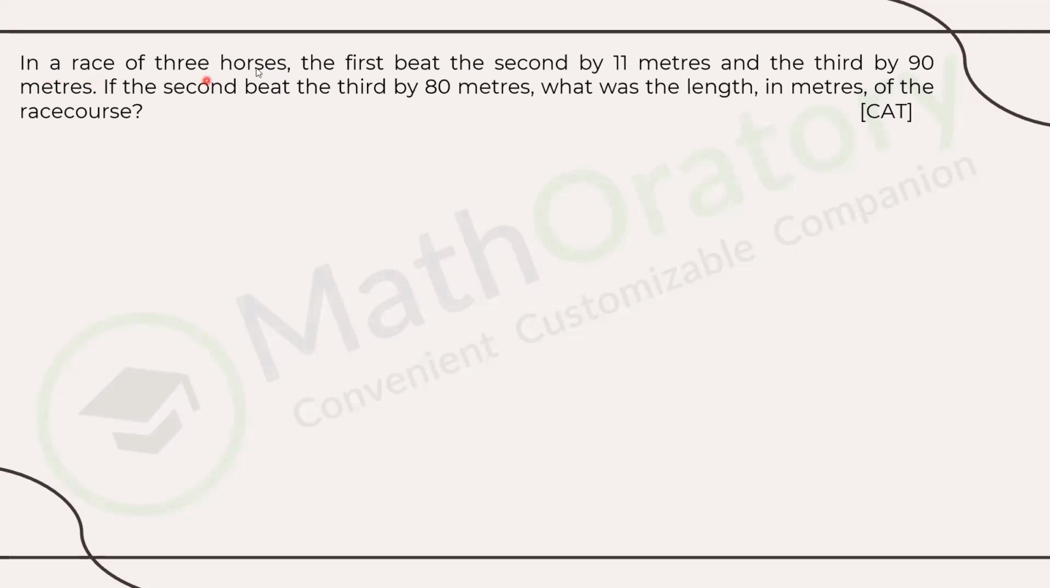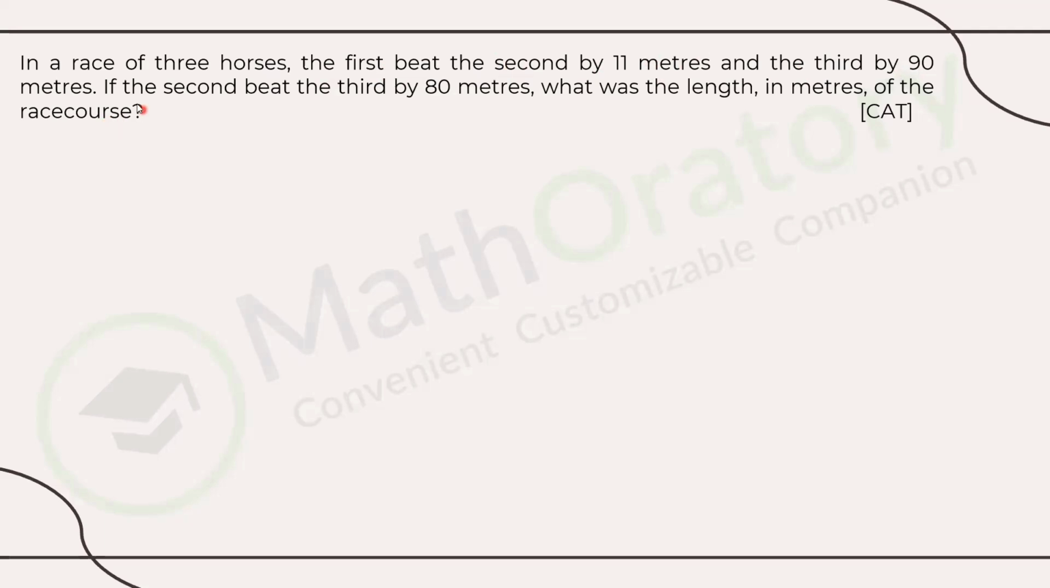So we have a race of 3 horses. Fair. First beat the second by 11 meters and the third by 90 meters. So basically the first line is telling us that the first horse beats the second horse by 11 meters and the first horse beats the third by 90 meters, right? So what we know is when the first horse reaches the finishing line, the second horse is 11 meters behind the finishing line and the third one is 90 meters behind the finishing line.